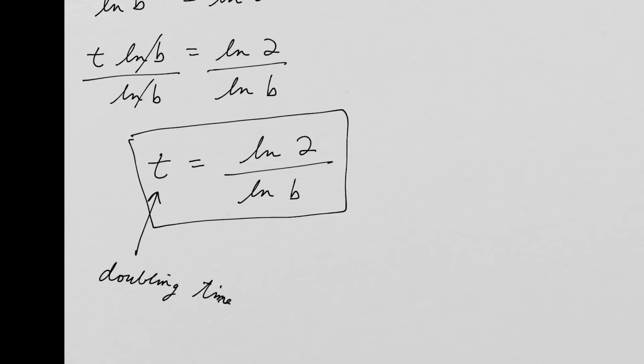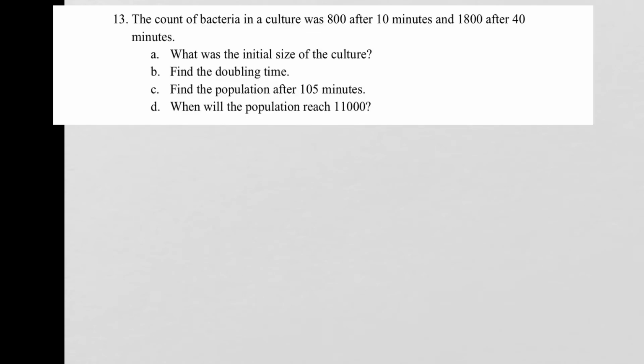Okay, so here's an example. In this question, we're told the count of bacteria in a culture was 800, so 800 bacteria in a culture after 10 minutes, and 1800 after 40 minutes. And given that initial information, we want to answer several questions. What was the initial size of the culture? Find the doubling time, find the population after 105 minutes, and when will the population reach 11,000?